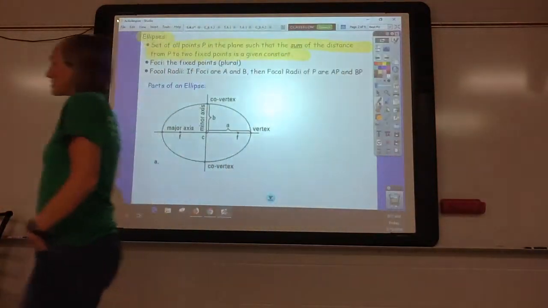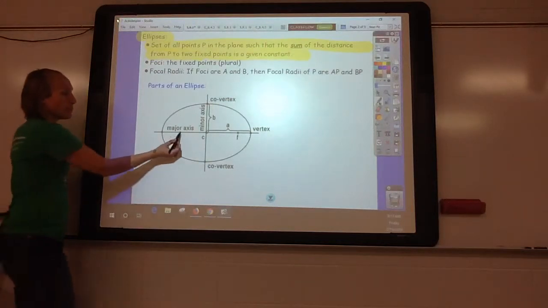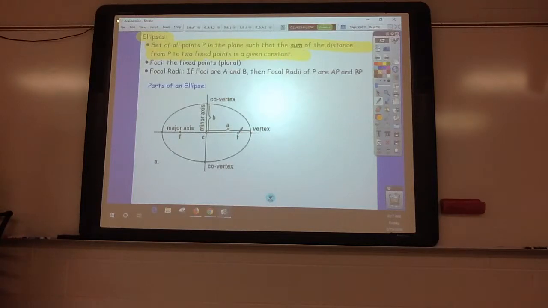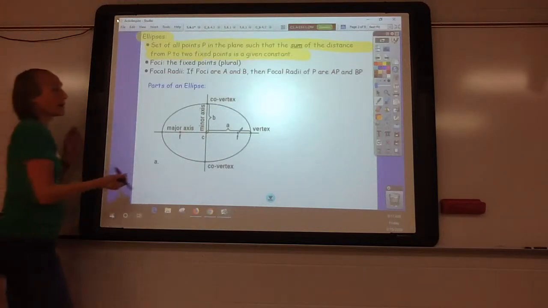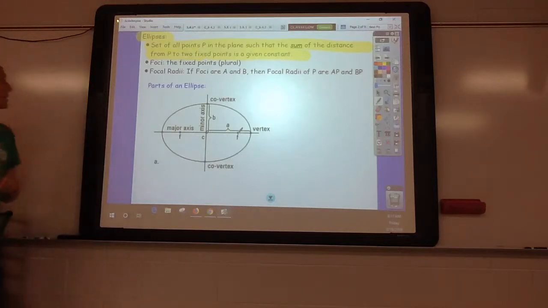Those two fixed points in this case are going to be the foci. Okay, so there are two foci in this. We've already talked about the idea of a foci. It works very much the same. In this example, we have two of them when we have an ellipse. If foci are A and B, then the focal radii of P are AP and BP. Okay, so if we talk about our focal radii, I'm not going to get into that too much.